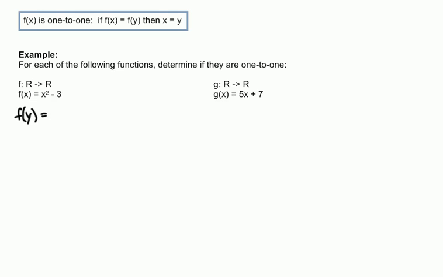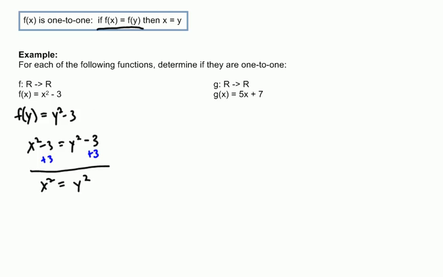So f of y equals y squared minus 3. Okay? Now what the definition says is if f of x equals f of y, we're going to do this as a direct proof. So we're going to assume that x squared minus 3 equals y squared minus 3. And then we're going to have to show that x has to equal y. Okay, so we're going to try to solve this algebraically. We'll add 3 to both sides. Okay, we get x squared equals y squared.